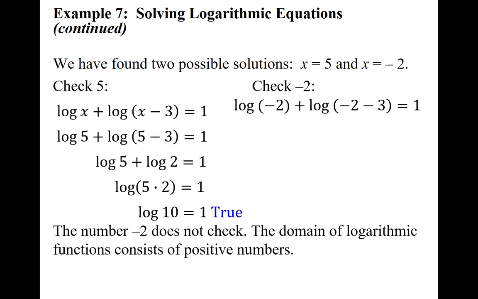Now, it wasn't because x was -2 that we threw it away. It was because when we plugged -2 in, we got a log of a negative number. It doesn't check, so it's not part of the answer. The answer is just x equals 5.